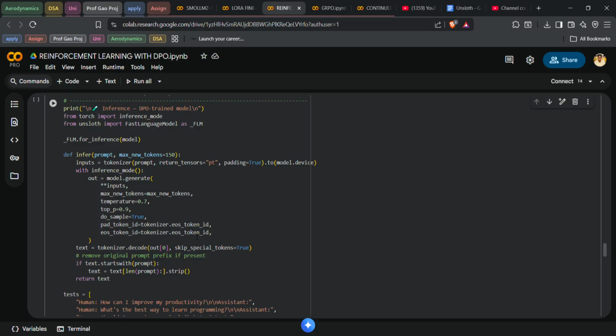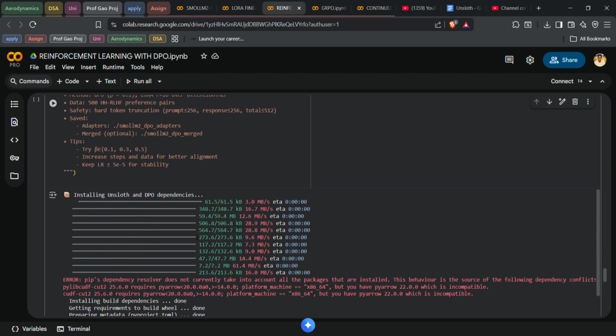We test the DPO-trained model with prompts about productivity, learning, programming, and exercise. The responses are noticeably more helpful and structured compared to the base model. The model learned from thousands of preference pairs what makes a good response: being specific, actionable, and comprehensive. Notice the model avoids vague or unhelpful patterns that were marked as rejected in training. This is alignment in action. The model's outputs are better matched to human preferences for helpfulness and safety.